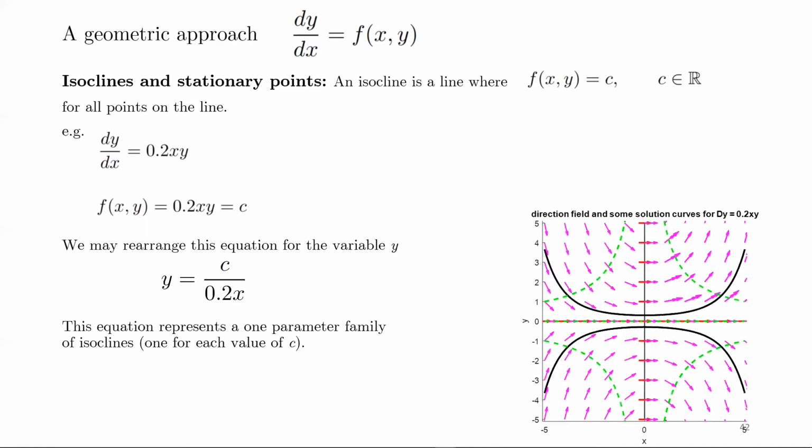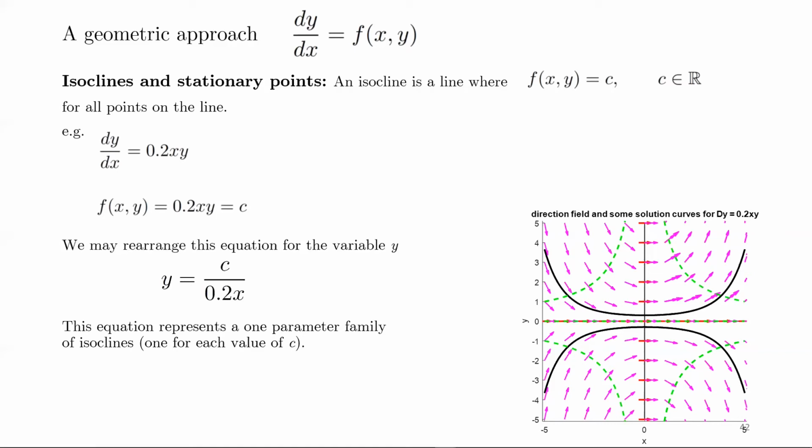So if I plot those on our direction field here, in pinky purply color we've got the direction field. The black lines are representing the solution curve, so the exact solution of the differential equation. And the green dotted lines are the isoclines, and I think there's 4 or 5 on there, for different values of that constant c.